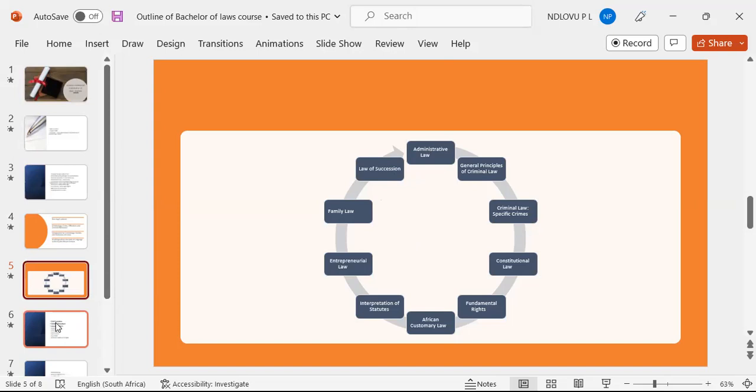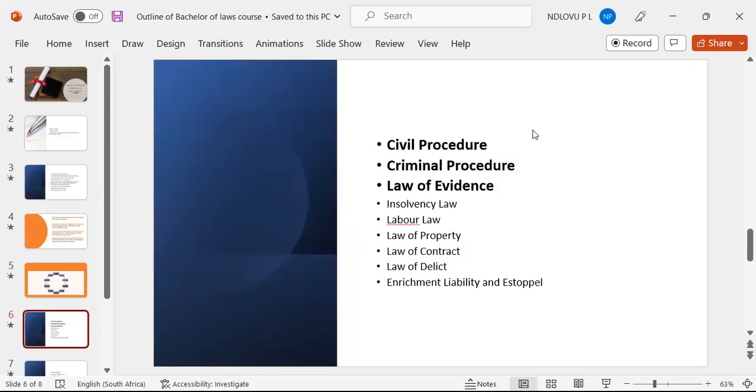There are many other subjects, as I've already alluded to, but if you look at what I have here, I have got quite a number of subjects in this bulleted list, and there are three that I have highlighted. They are civil procedure, criminal procedure, as well as the law of evidence. Now, looking at these three subjects, they are what some people may call adjective law. These three. They are adjectival law.